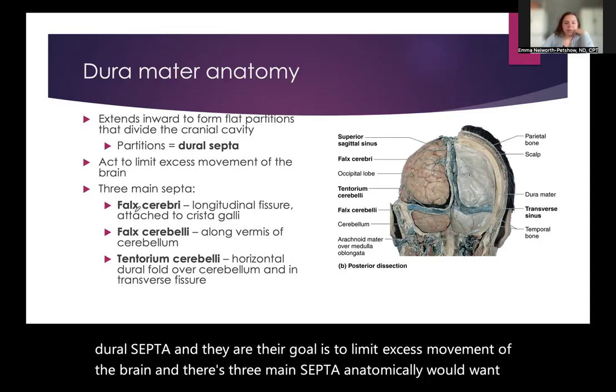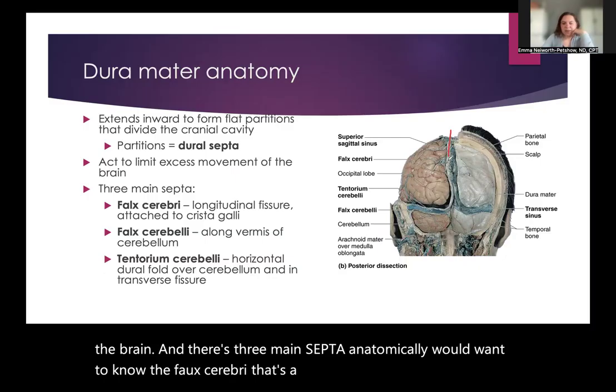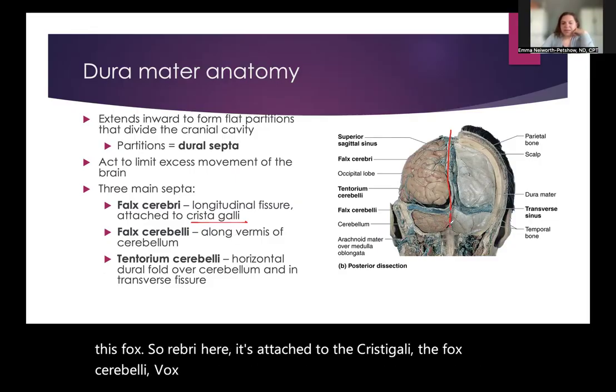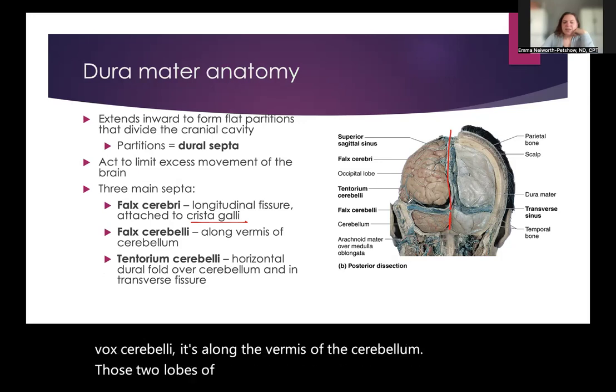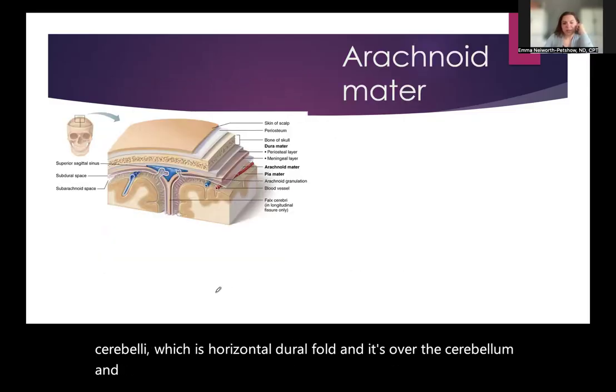The falx cerebri, that's in the longitudinal fissure. So we can see this falx cerebri here. It's attached to the crista galli. The falx cerebelli, it's along the vermis of the cerebellum, separating those two lobes of the cerebellum, and the tentorium cerebelli, which is a horizontal dural fold, and it's over the cerebellum and in the transverse fissure.